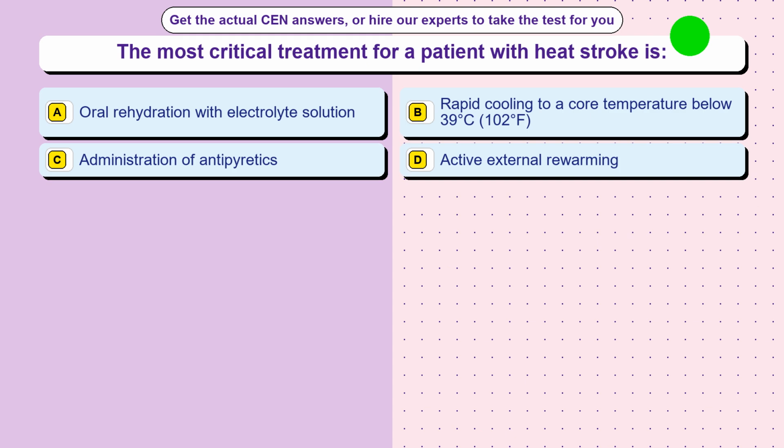Question 34. The most critical treatment for a patient with heat stroke is Option A, oral rehydration with electrolyte solution. Option B, rapid cooling to a core temperature below 39 degrees Celsius, 102 degrees Fahrenheit. Option C, administration of antipyretics. Option D, active external rewarming.